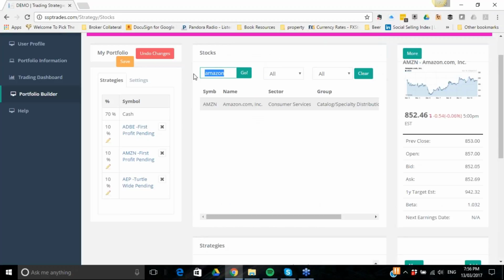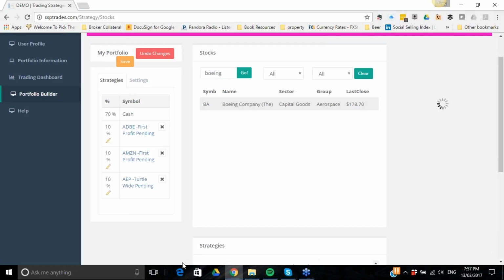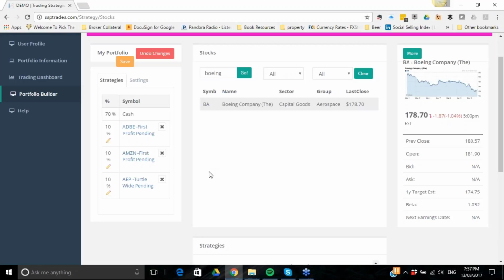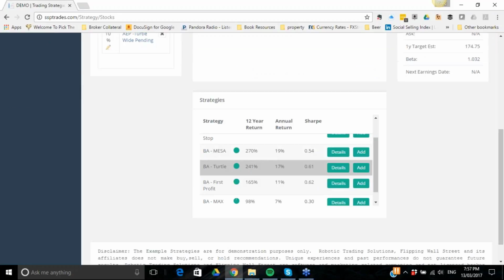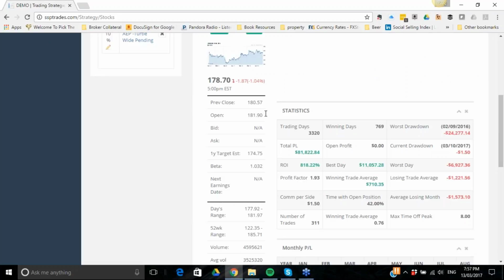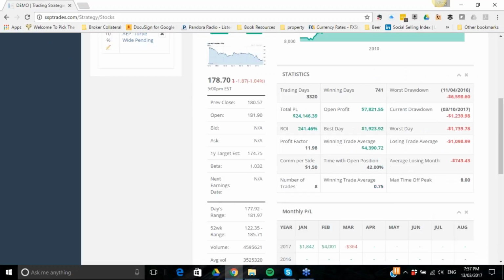We're going to select Boeing, because Boeing's a little bit different. There are some interesting things with Boeing, because I obviously did some research with this. So there's a whole bunch of different strategies again. I'm going to pick this Turtle strategy. Now, if you want to know what all of these strategies mean, there's Turtle and Mesa and First Profit and Max. All of this is included in the education system that's included with Flipping Wall Street.